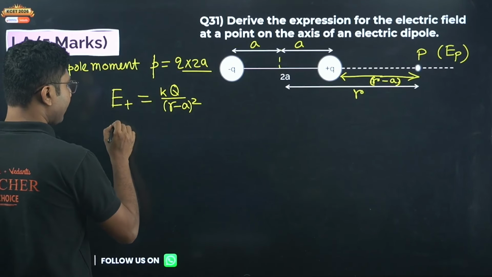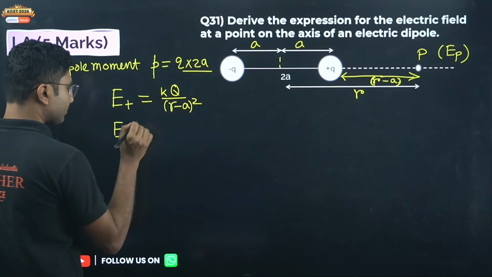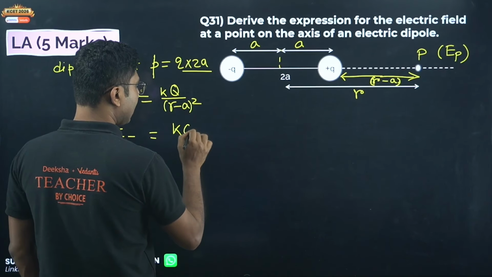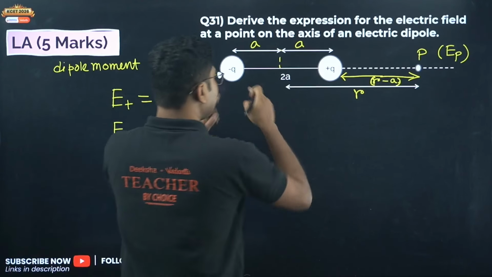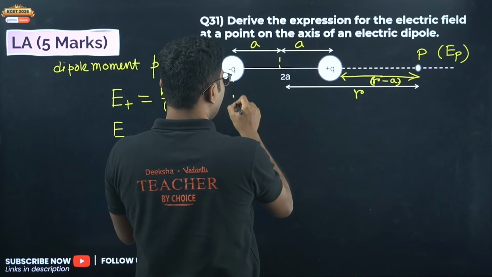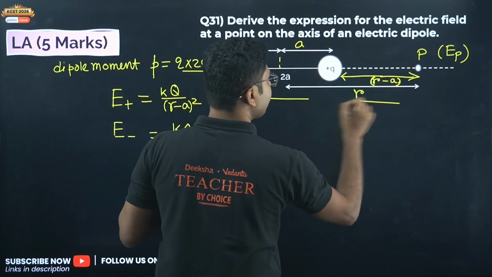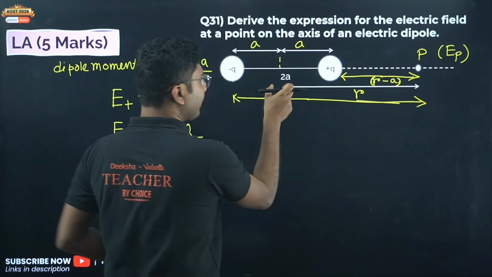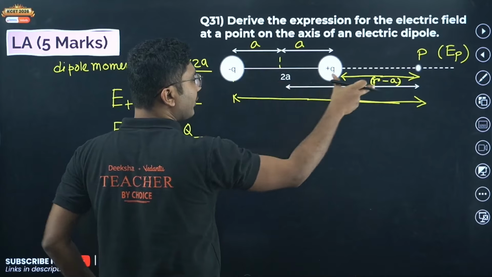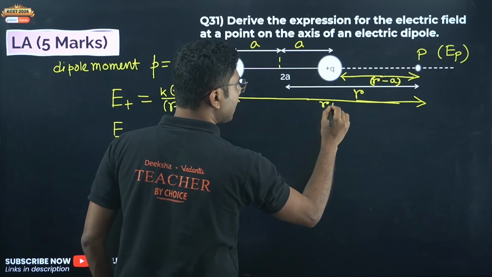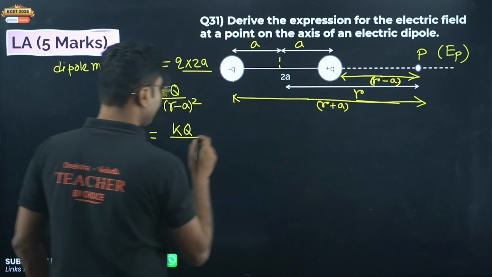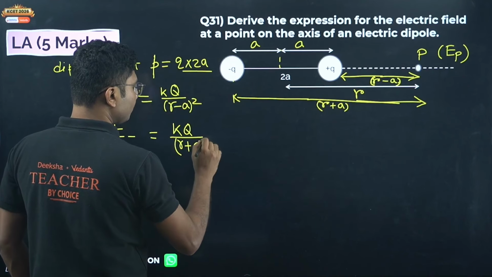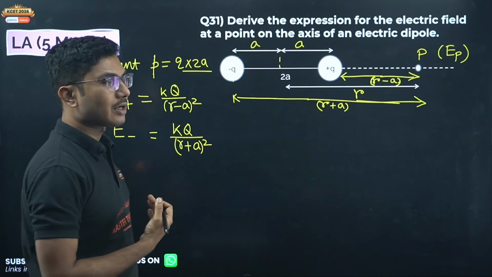What will be the electric field due to the negative charge? The electric field due to the negative charge will again be KQ by, now in this case the distance we are measuring from this charge, so this much distance is r, and if you add a to it, you get the total distance. So this distance must be r plus a. So it will be kq by r plus a whole square. So the values of the electric fields are known.